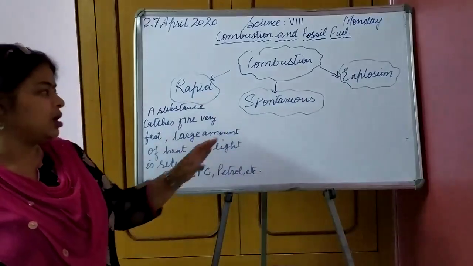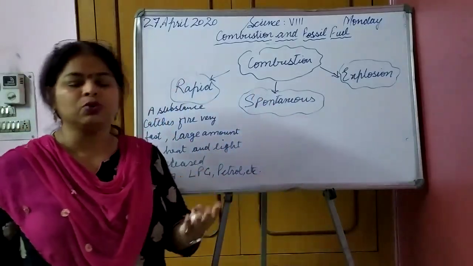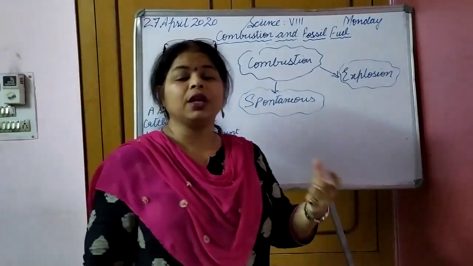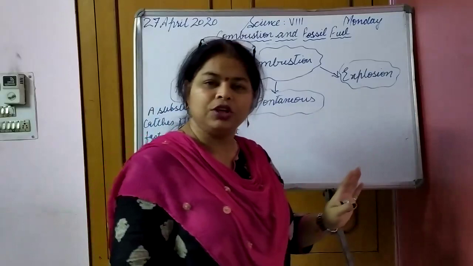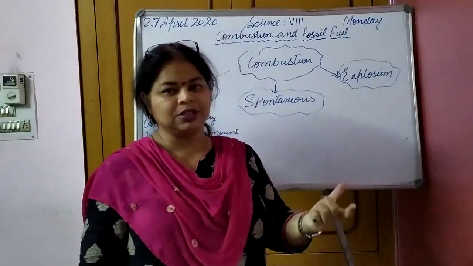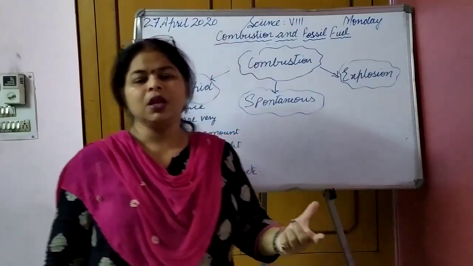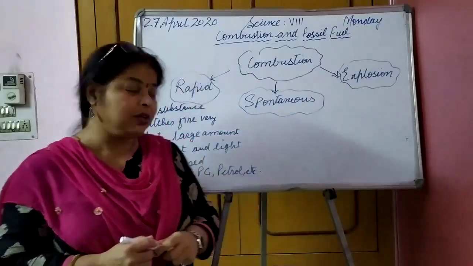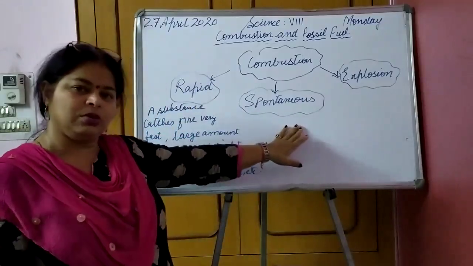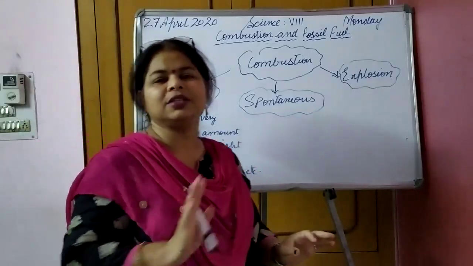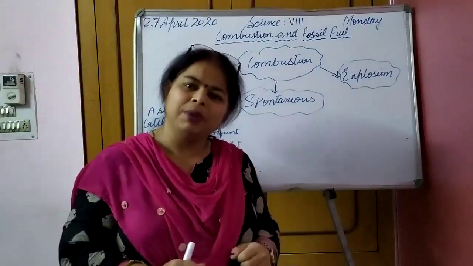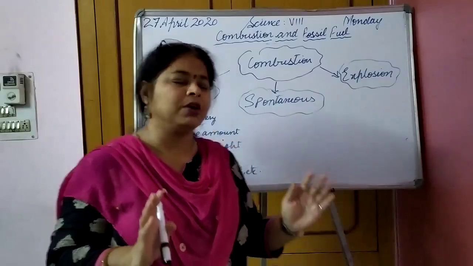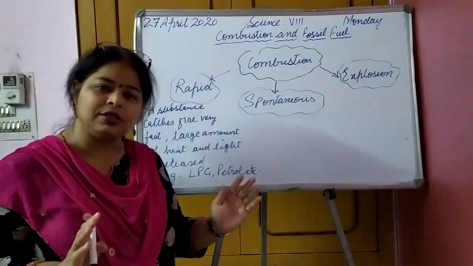Okay. Second one comes spontaneous. Spontaneous means on its own. Now, the substance which burns quickly without any external heat, means we are not going to provide them heat and they suddenly start burning. They burst into burning and produce a large amount of heat and light. Again, the word spontaneous means on its own. We are not providing any external heat and the substance is burning and releasing a lot of heat. Such type of combustion is known as spontaneous.